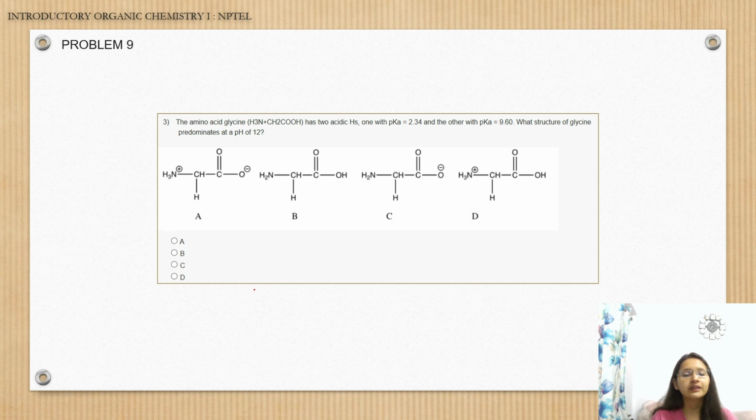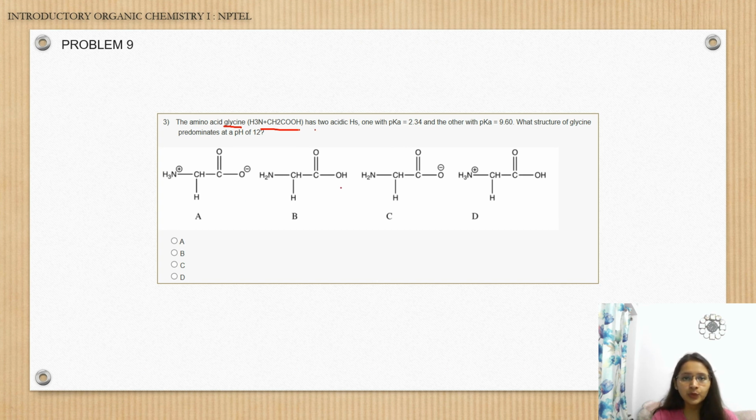So now you have to answer a critical question, that what form of the glycine will be predominated at the pH of 12? So as you know, the pH of 12 means the basic medium. So now one by one we will go through this question. So glycine, this is the form of glycine. So here it has two acidic protons. So now tell me which one will be the acidic proton.